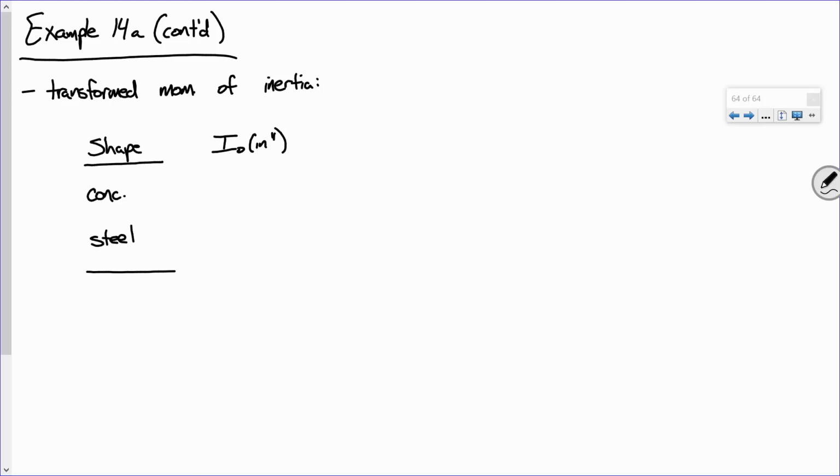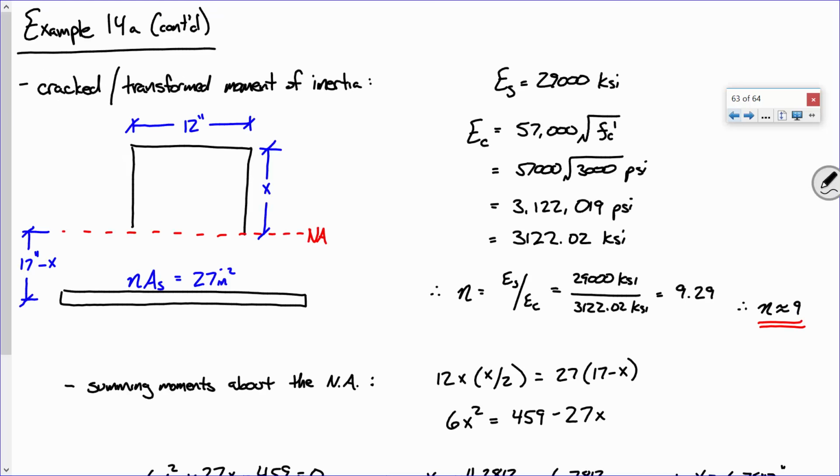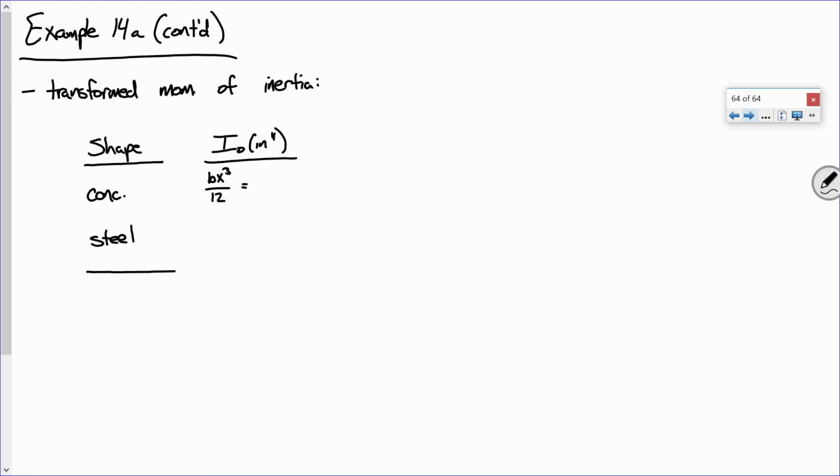Okay. So the first thing that we'll do is we'll compute the moment of inertia of each shape, the area of each shape, and then the distance from the neutral axis. So for the concrete, we need the moment of inertia of that rectangle, which is going to be bx cubed over 12, right? We're looking at the moment of inertia of that upper rectangle, so just bx cubed over 12. Plug and chug, and you should get about 311.83. Now, for the steel, it's just a lumped value at a given point, so it doesn't have a moment of inertia, so we take that to be zero.